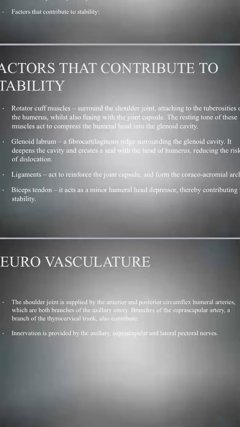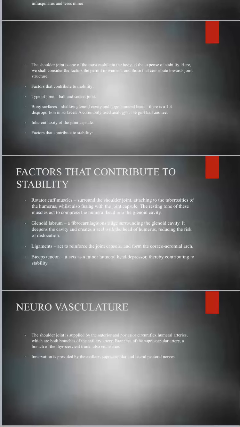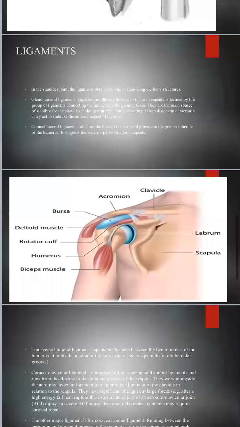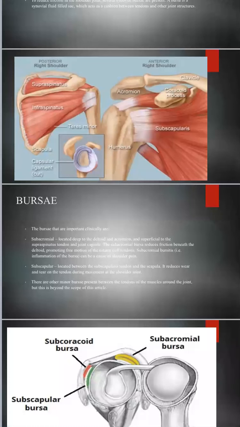And so this is about the shoulder joint. The articular surfaces are two articular surfaces. They are the fossa and the head. It is the most flexible joint with the most mobility, so the factors contribute to the mobility type of the joint.